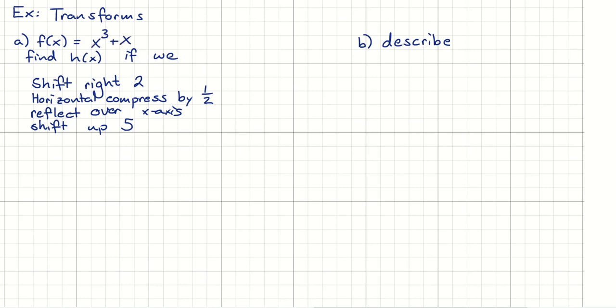I want you guys to find me h of x such that the graph, in no particular order right now at least, is shifted right, horizontally compressed to be half as wide. So that's compressed by a factor of 2. There's a weird language there. Reflected over the x-axis and shifted up 5.